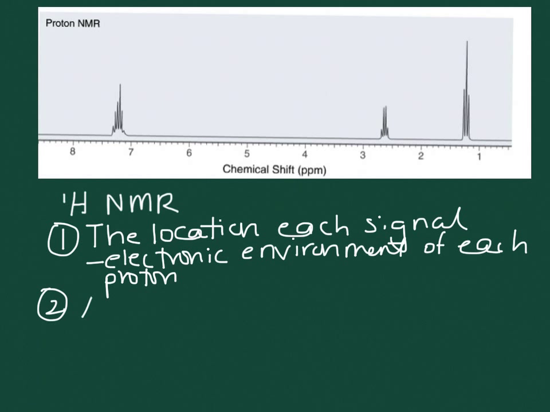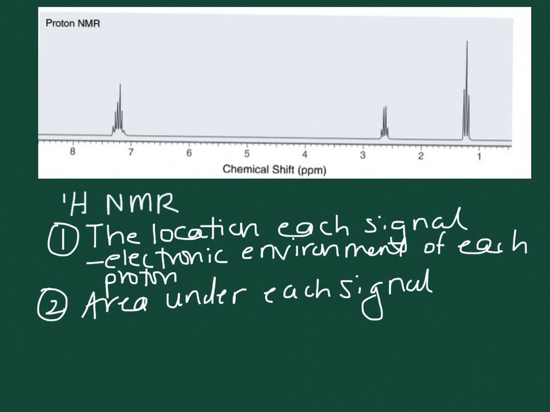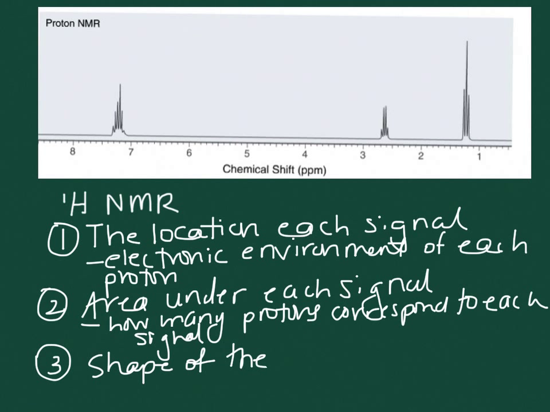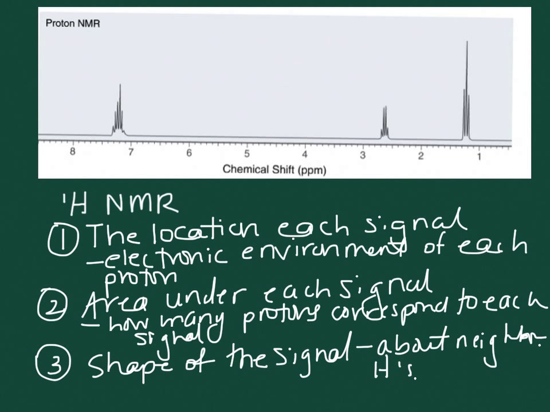Two, we can look at the area under each signal. This will allow us to determine how many protons correspond to each signal. And finally, we can look at the shape of the signal. And this will give us information about neighboring hydrogens.